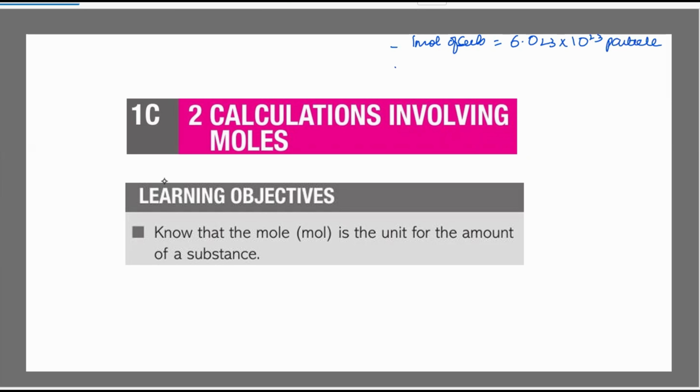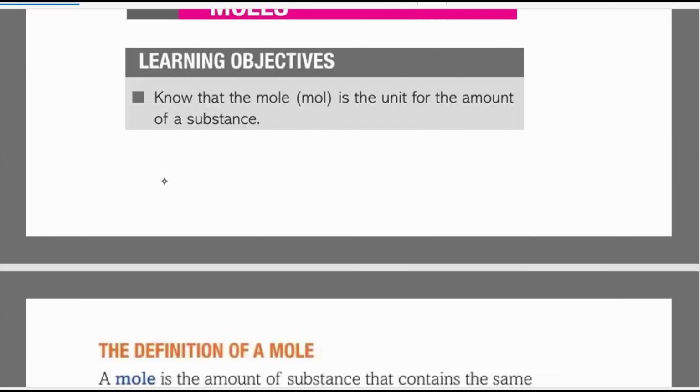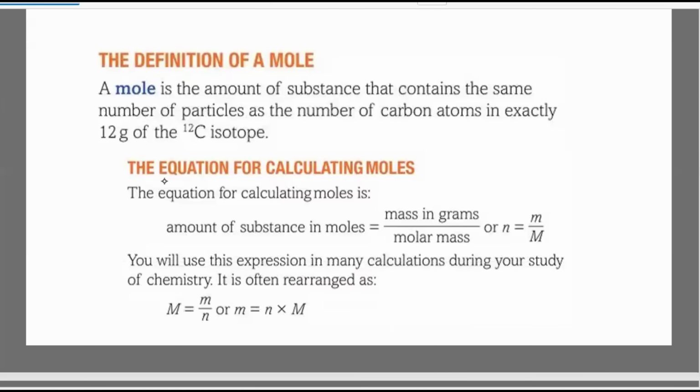Then the second concept we have done is that one mole of a substance is equal to mass over AR or MR. So we were able to calculate the amount of substance when the mass was given to you by dividing it, if it is an element, by AR, or by MR. And we have also done a few questions related to it. The definition of the mole was: a mole is the amount of the substance that contains the same number of particles as the number of carbon atoms in exactly 12 grams of carbon-12 isotope.